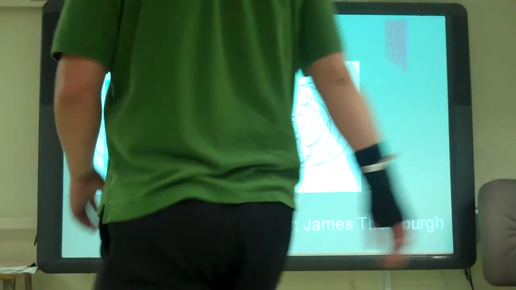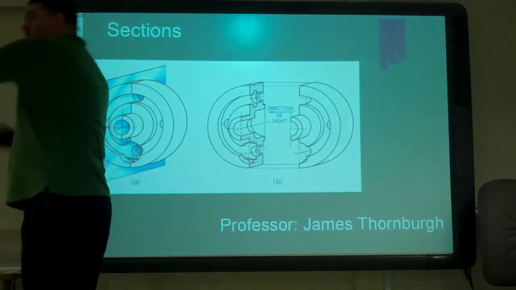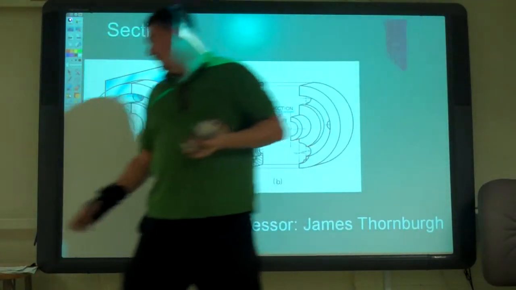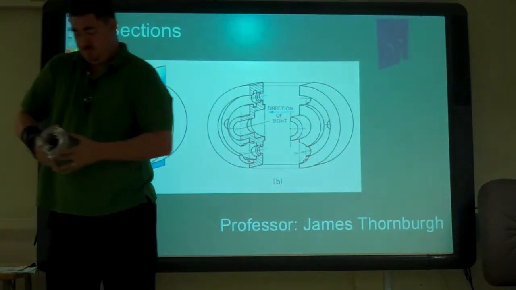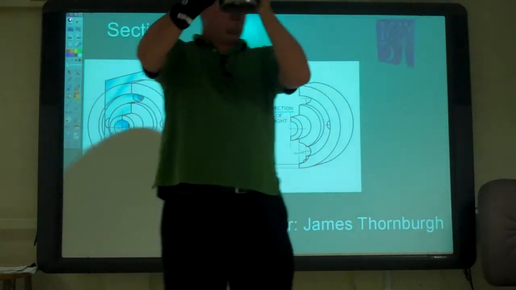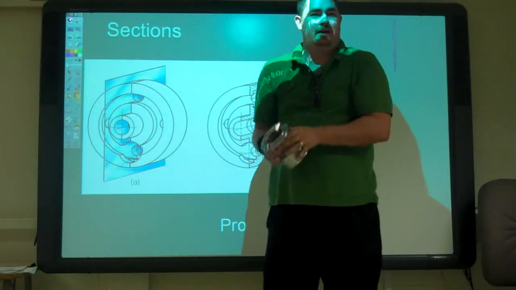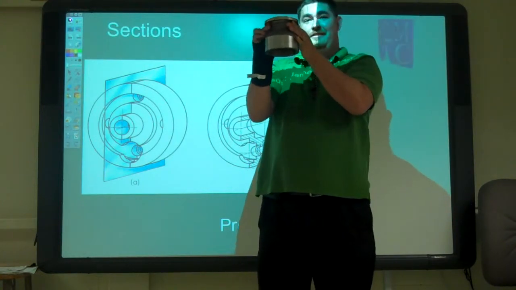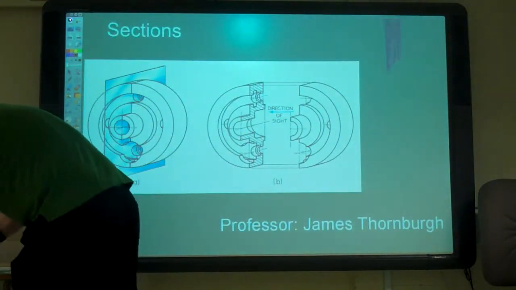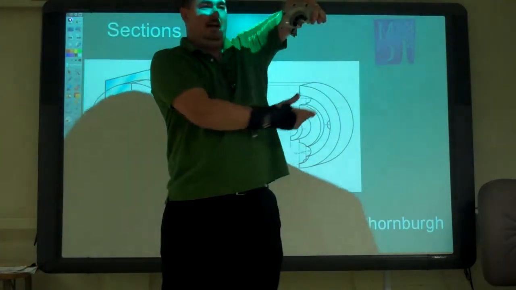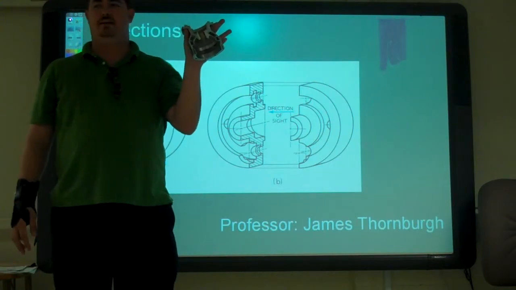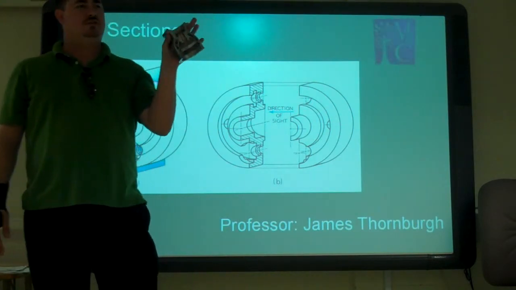All right. Today we're doing sections, which is cutting stuff in half. So we have this part here. We look at it from the side. Can you see much of anything about the inside of it? No. So we do a section, we just cut it in half. Now we can look at the inside and see a lot of detail. So that's what we're doing with sections.